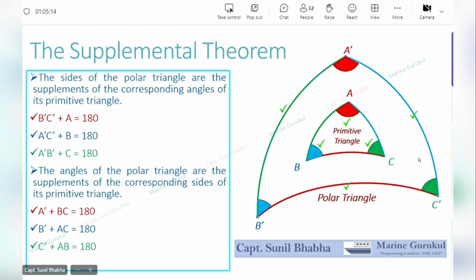Right. You apply the cosine formula, get the three angles of the polar triangle. 180 minus those gives you the sides of the primitive triangle. Okay, beta. Great. Very good. So that was the concept of polar triangle. Let's move ahead.